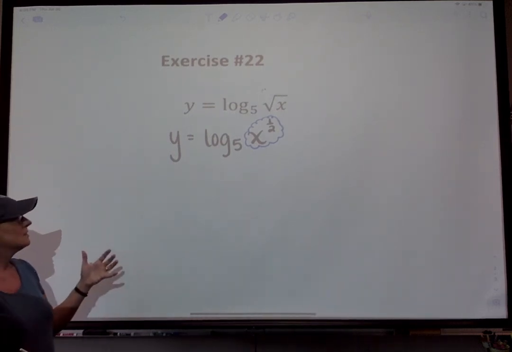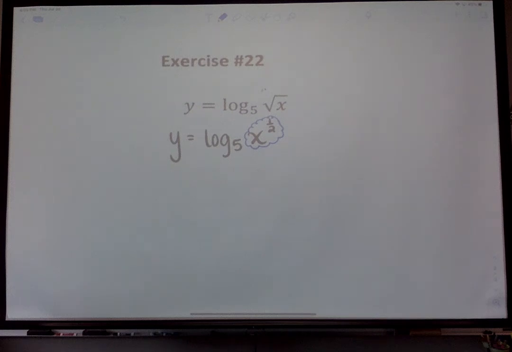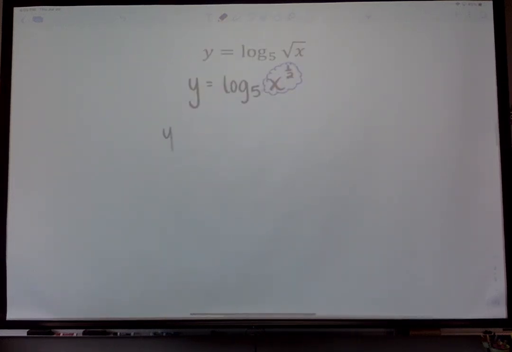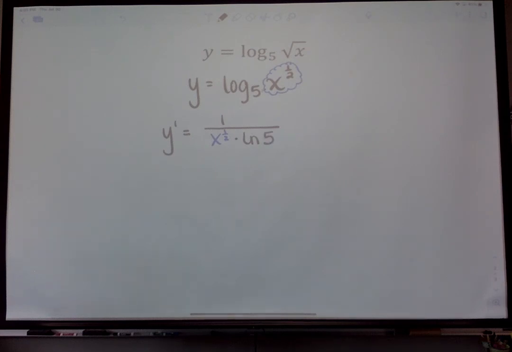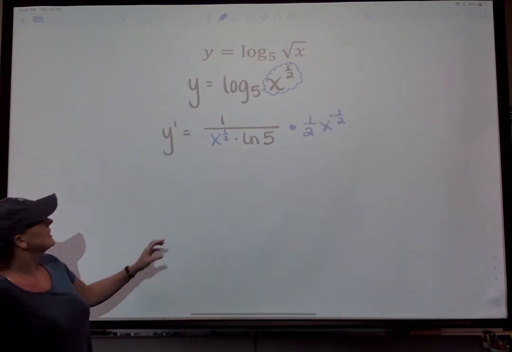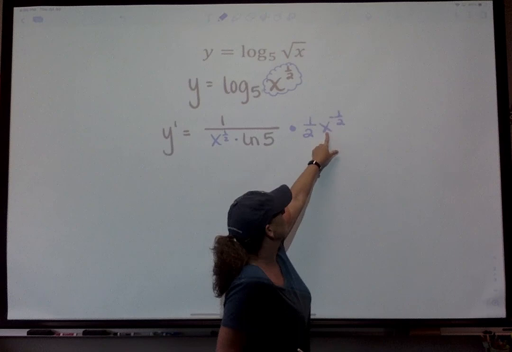This isn't just log x. This is messy. So here we go. Y prime equals 1 over the messy times the natural log of our base, so times the natural log of 5, times the derivative of the messy. So I'm going to power rule it. I'll get 1 half x to the negative 1 half. Okay, so let's see. That stays, that's the denominator. That's going to go in the denominator.